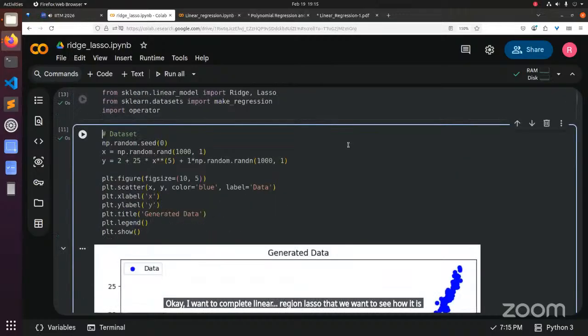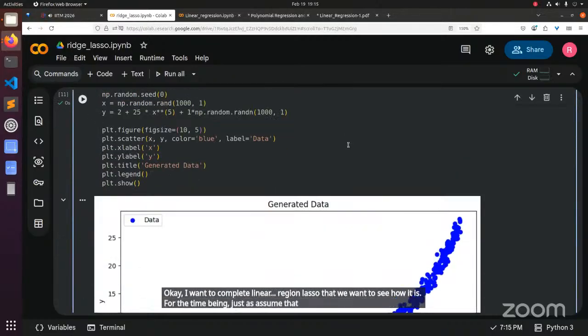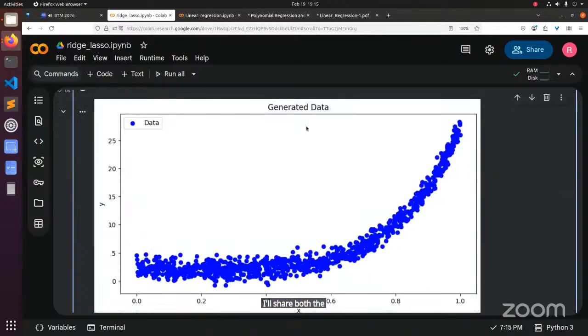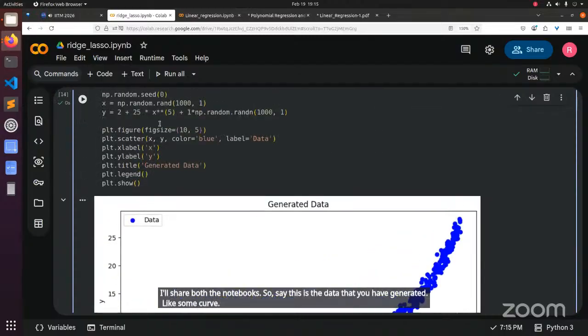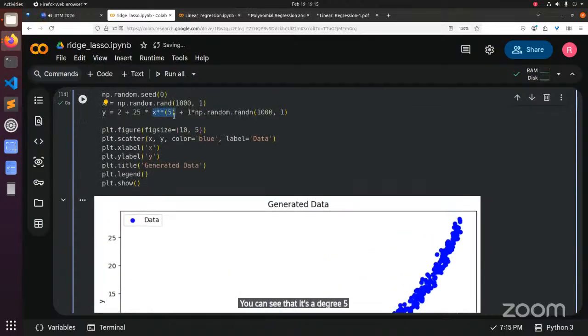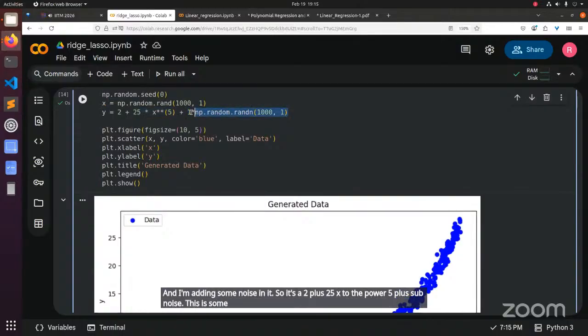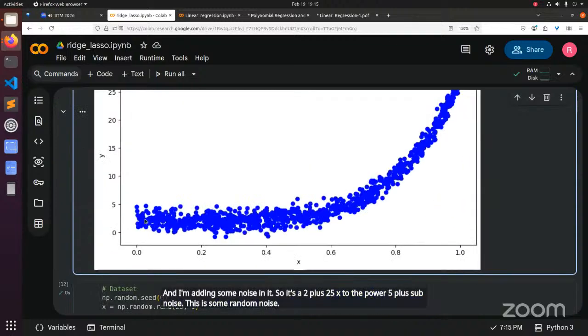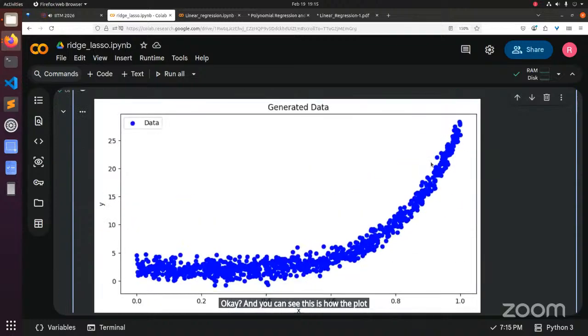For the time being, just assume that this is the data that we generate now. I will share both the notebooks. So say this is the data you have generated, like some curve. You can see that it's a degree 5 polynomial, and I'm adding some noise to it. So it's 2 plus 25 x to the power 5 plus some random noise. This is how the plot looks. This is the degree 5 polynomial plot.